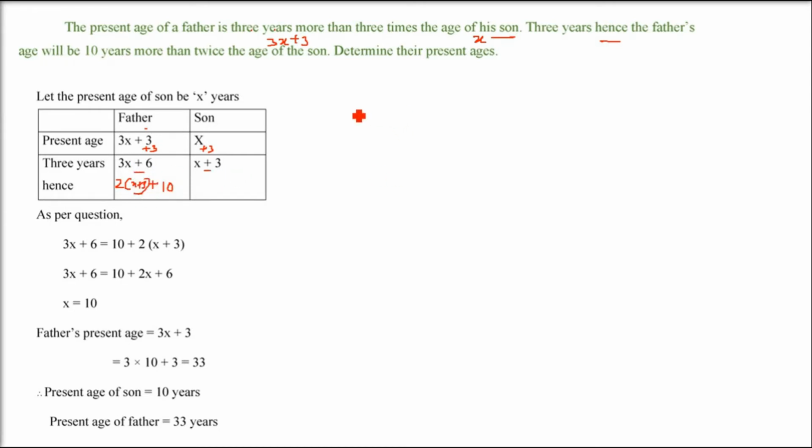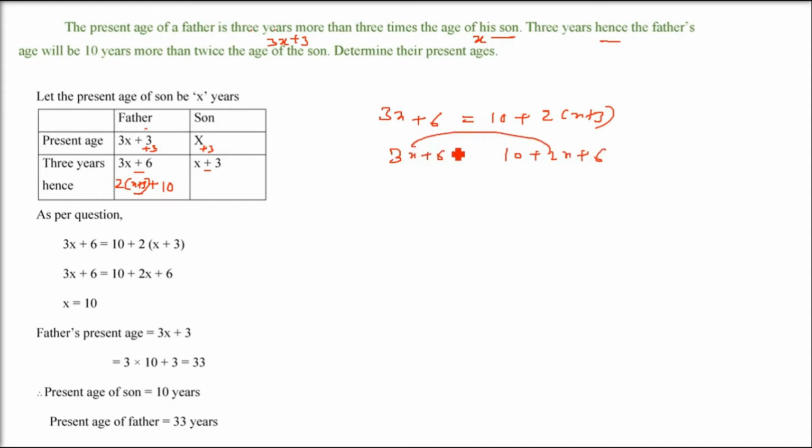3x plus 6. So we equate them. 3x plus 6 equals twice of x plus 3 plus 10, that is 10 plus 2x plus 3. So what do you get? 3x plus 6 equals 10 plus 2x plus 6.